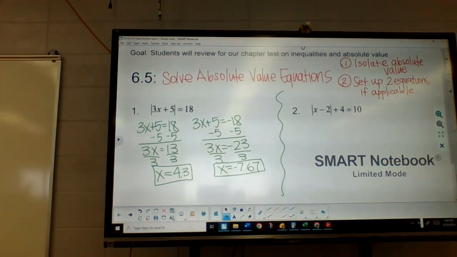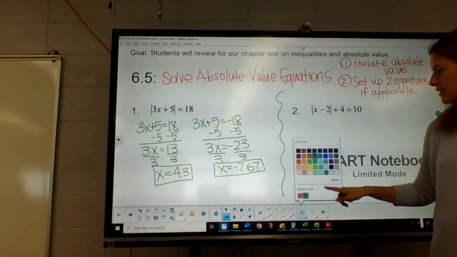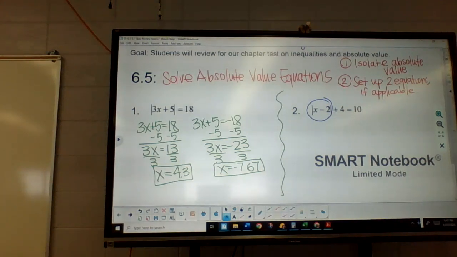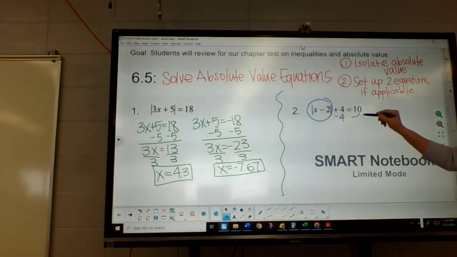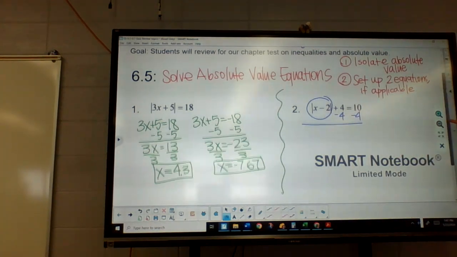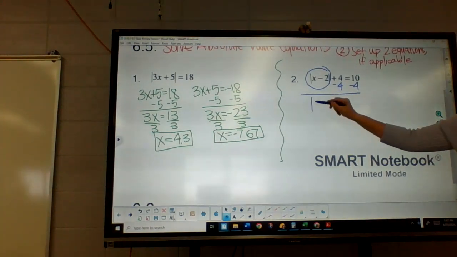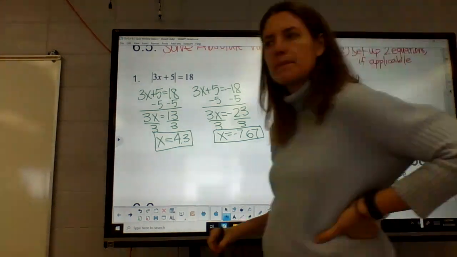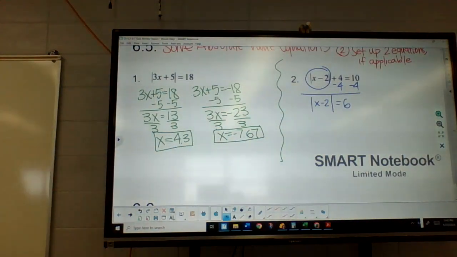Now, we'll talk a little bit about when we have no solution and when we have only one solution. But this next one, before we go too fast, this is where I have to start by isolating this absolute value first. So before I set up my two equations, what do I have to do? We have to subtract 4. So we have the absolute value of x minus 2 equals 6. Now at this point, we're ready to set up our two equations.